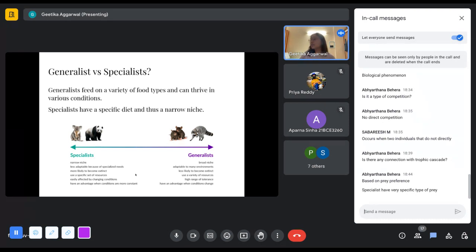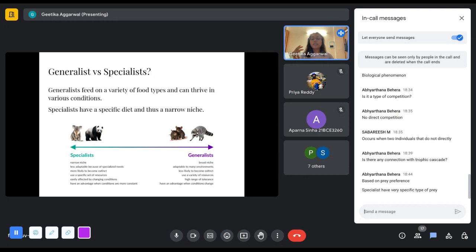Some things that are listed out here: specialists have a narrow niche. Generalists have a broad niche. Specialists are less adaptable because they have very specialized needs. Generalists are more adaptable to many different environments. Consequently, the specialists are more likely to go extinct, but the generalists are very unlikely to be affected by these changes and go extinct. As we discussed, specialists use a specific set of resources. Generalists use a variety of resources. Specialists are easily affected by changing conditions. Generalists are not. They have a high tolerance.